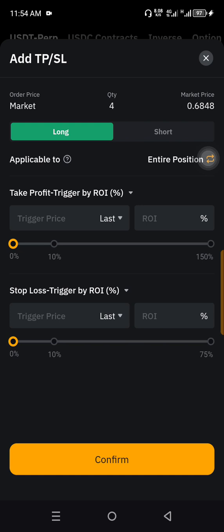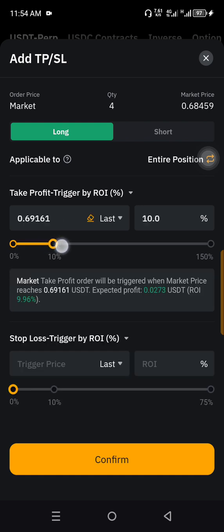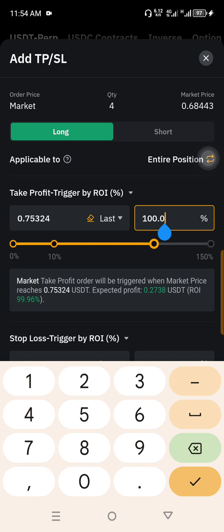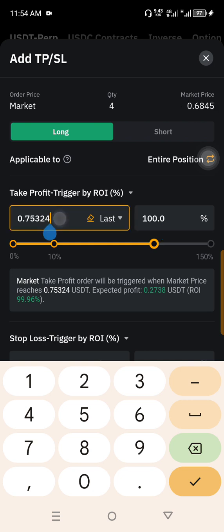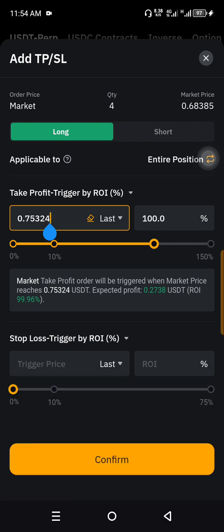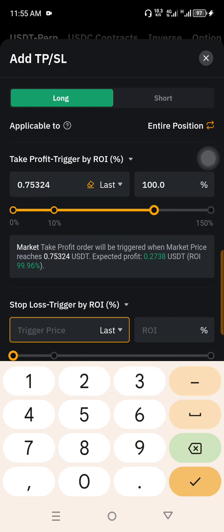So you have to move your DC like this, like this, like this. We can see this is the 100%. Do you get me? This is the 100%. We can see here the percentage is 100, and we can see the last is 0.7534. Then after that, come to this place, setting your stop loss.